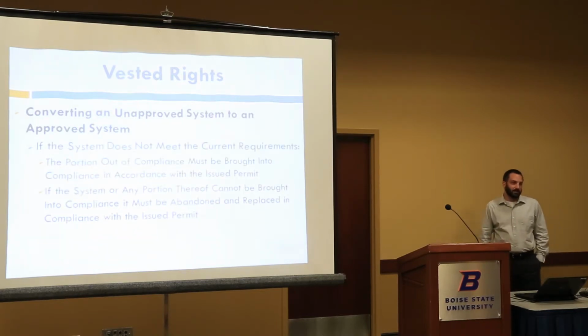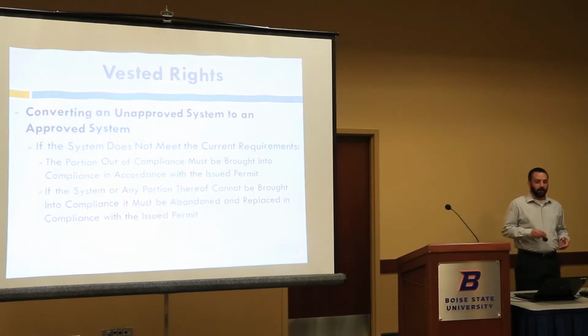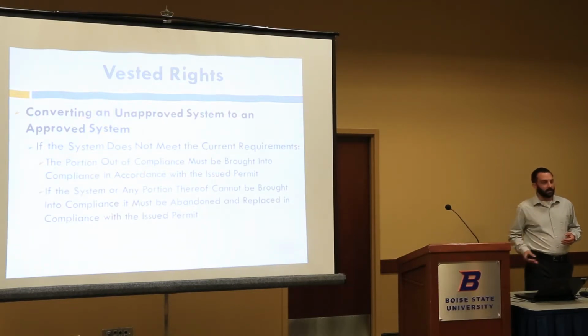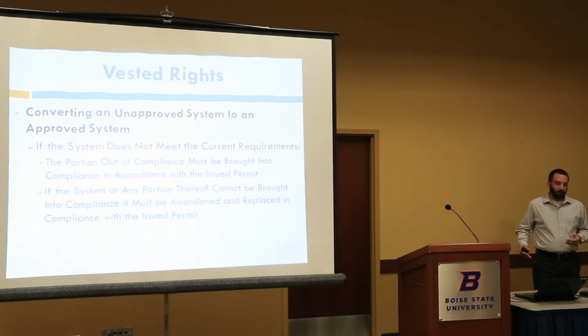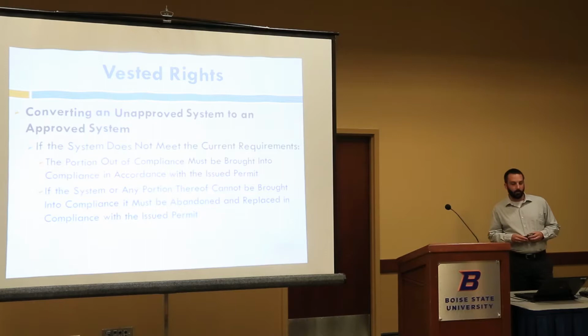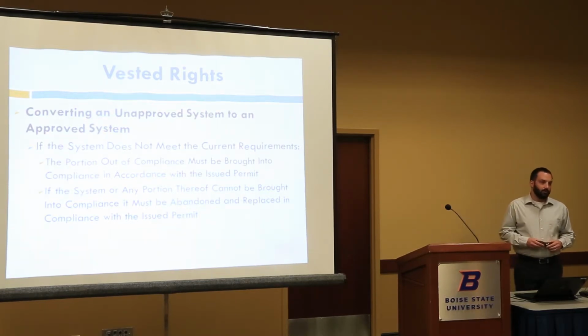If a section of that system or the whole system itself doesn't meet any of the current requirements, then whatever's out of compliance needs to be brought in compliance in accordance with what the district will issue for the septic permit. So if they come out and say the septic tank's good, but the drain field's not, the permit they'll issue will be for a new drain field, basically, the installation of a new drain field. Or maybe you need to just replace one leg or something like that of the drain field due to a separation distance issue. The permit may require that.